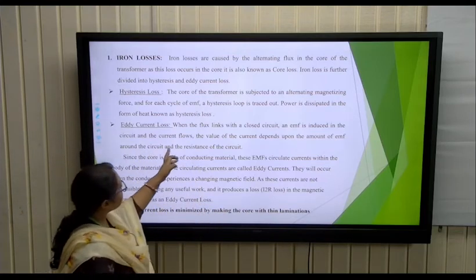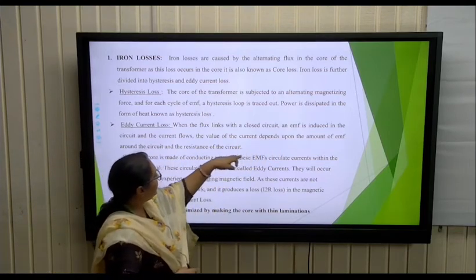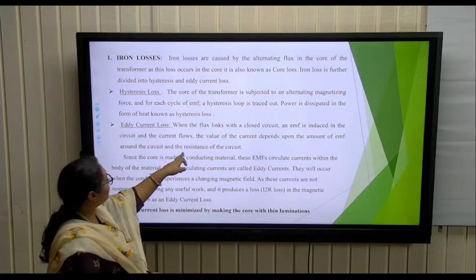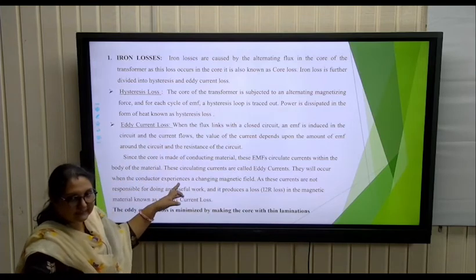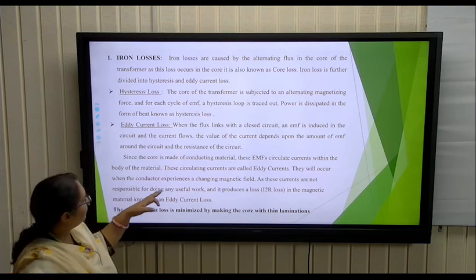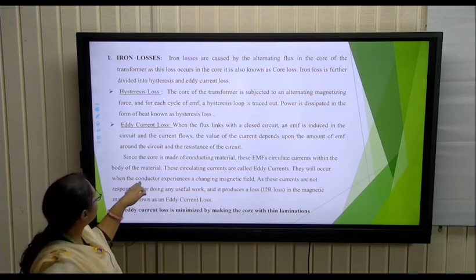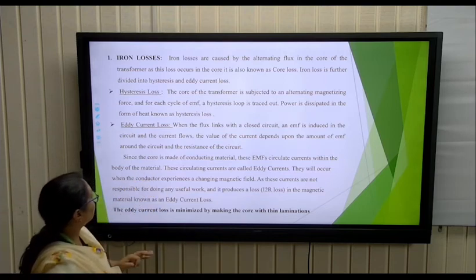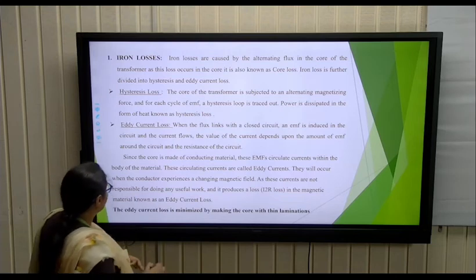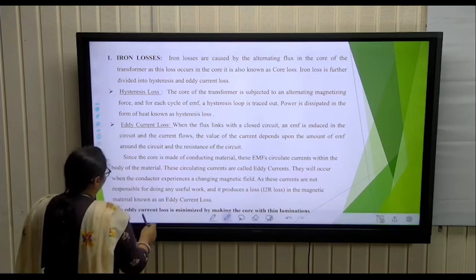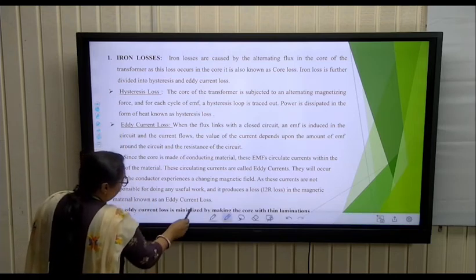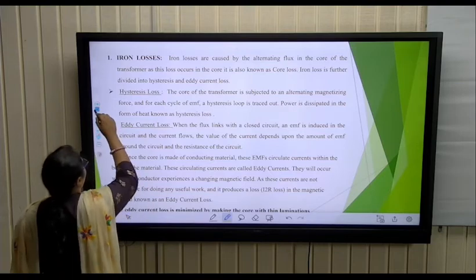When the flux links with a closed circuit, an EMF is induced in the circuit and current flows, and the value of this current depends upon the amount of EMF around the circuit and the resistance of the circuit. So this is important: to reduce the eddy current losses, we need to minimize them by using lamination.